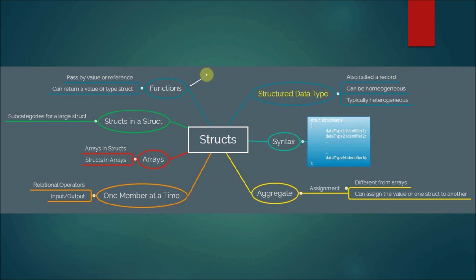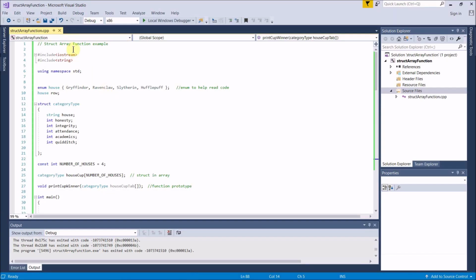Functions regarding structs. Structs can be passed by value or reference. With arrays, they were just reference. So with structs, they can be value or reference, and they can return a value of type struct. Let's look at an example. Here's the struct array function example, doing the exact same thing we did earlier in the array example.